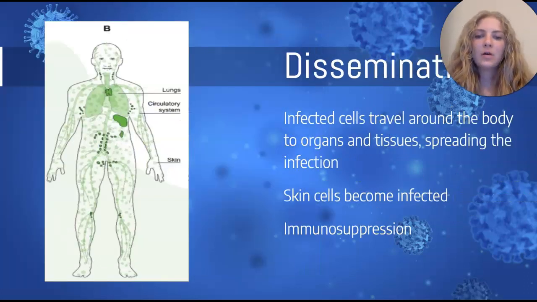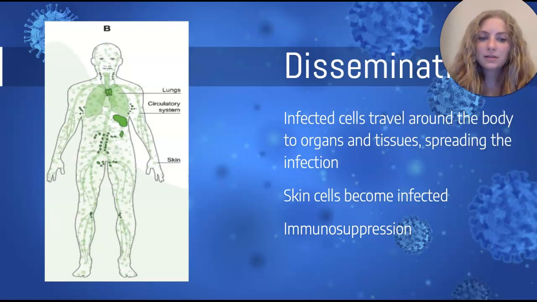And once these immune cells have been infected, they will travel around to the rest of the body and start infecting areas in the rest of the body. And specifically, they infect the skin. This is sort of when immunosuppression occurs.